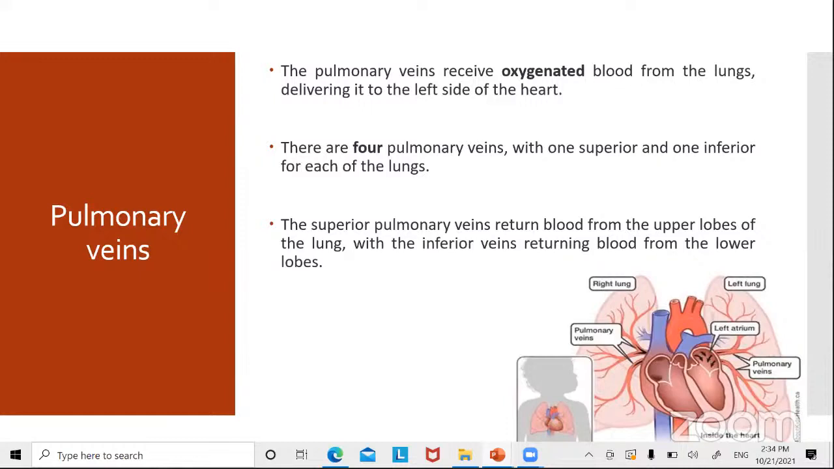The pulmonary veins receive oxygenated blood from the lungs, delivering it to the left side of the heart. There are 4 pulmonary veins with one superior and one inferior for each of the lungs. They enter the pericardium to drain into the superior left atrium on the posterior surface. The oblique pericardial sinus can be found within the pericardium between the left and right vein. So the superior pulmonary vein returns blood from the upper lobes of the lung, with the inferior vein returning blood from the lower lobes of the lung.